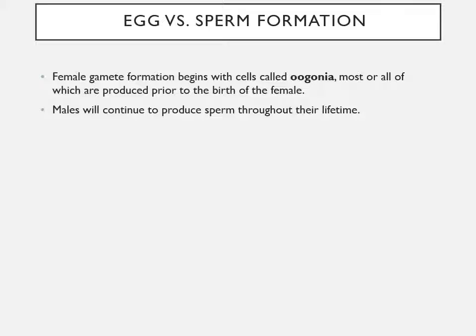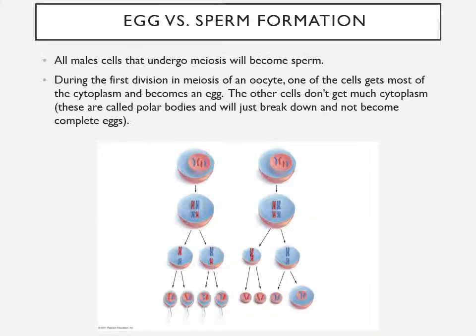Unlike a male, female gamete formation begins with the oogonia, most or all of which are produced prior to the birth of the female. So the eggs that the female is born with are all formed before she's even born. So the eggs that she has are what she'll have for life, and the male, on the other hand, will continue to produce sperm throughout their life and continuously be making new sperm, whereas again the female is born with all of the eggs that she has or will have in her lifetime.